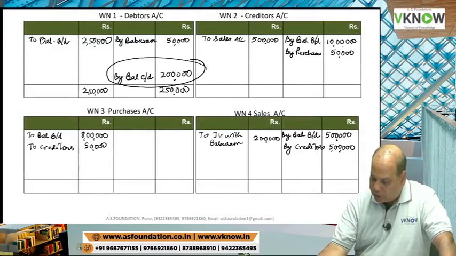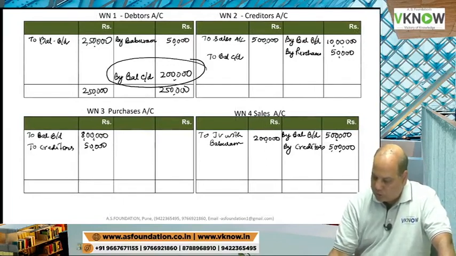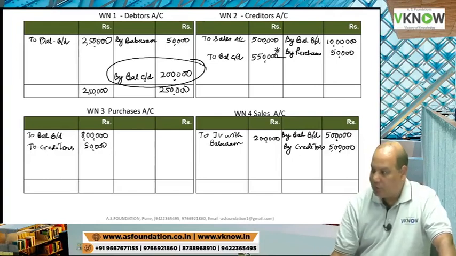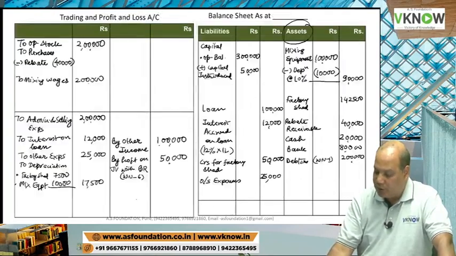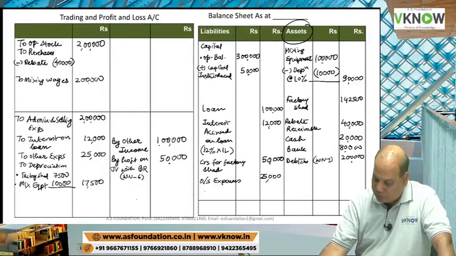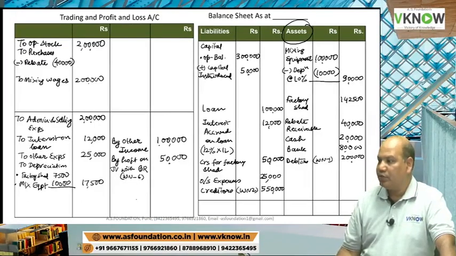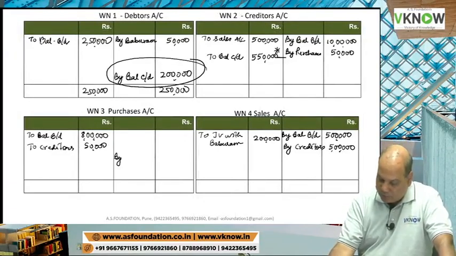Now come to creditor account, to balance carried down 5 lakh 50,000. Is it right? 5 lakh 50,000 is right, check. Creditor 5 lakh 50,000, balance sheet liability side, creditors, working note 2, 5 lakh 50,000. Creditor right.